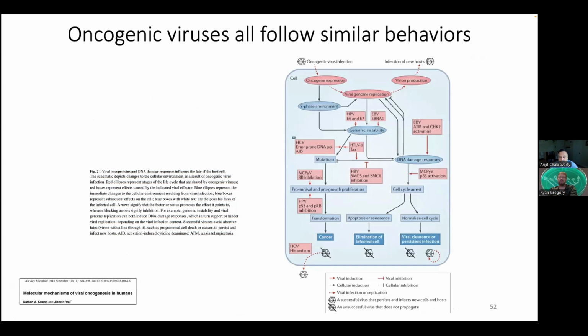So it turns out that oncogenic viruses all follow similar behaviors. What you can see over here is a paper that talks about this from a review perspective. They show you these different proteins: EBV EBNA1, which is an oncogene, HPV E6, which we talked about, and HTLV1 Tax, which we also talked about. What you can see is that all of these proteins, oncogenes, lead to genomic instability.